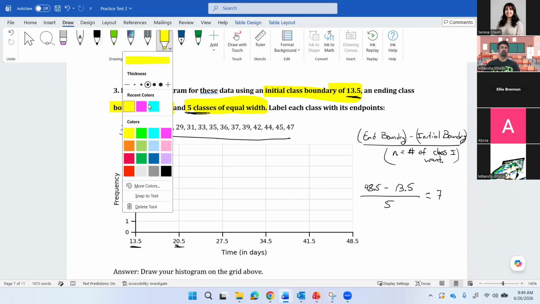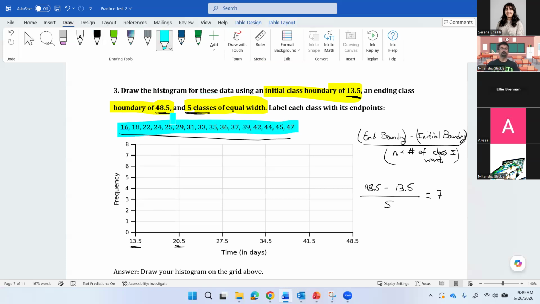Okay. So we're going to count through that, right? Yep, very good. I agree. We're going to look at this data list, and if it's not in order, make sure you put it in order. We're going to need to find how many numbers are in between 13 and a half and 20 and a half. So I count 1 and 2. 22 is beyond that. So here's my first bar.